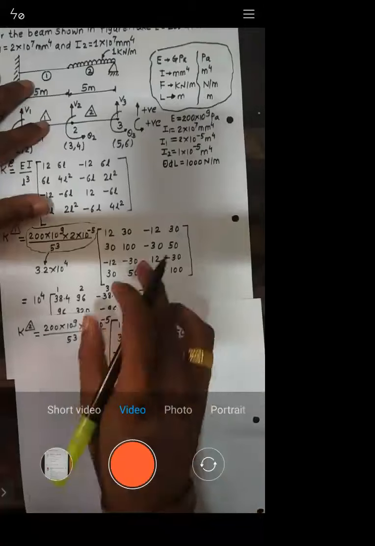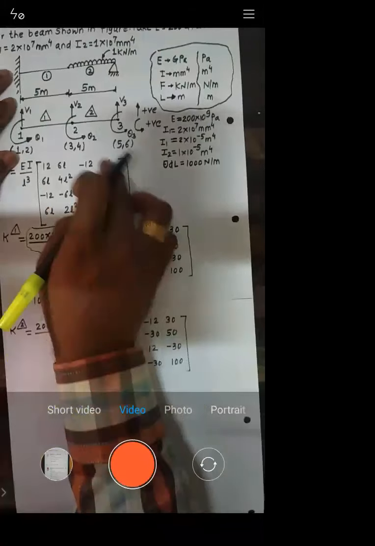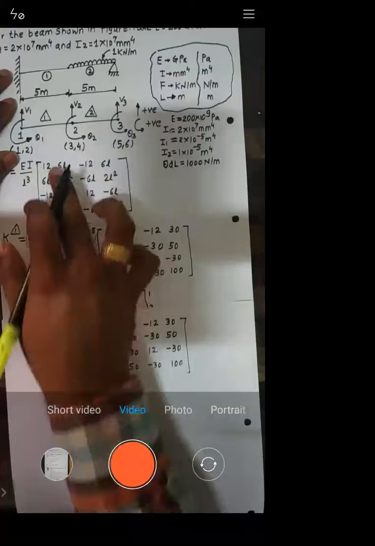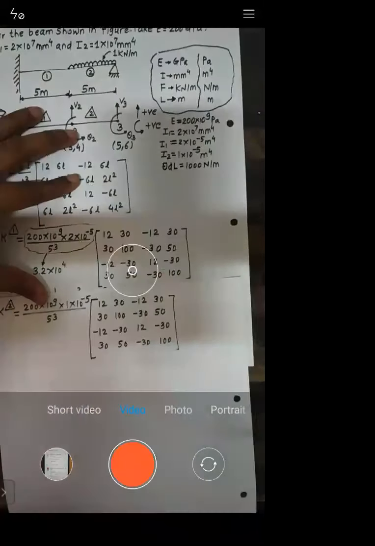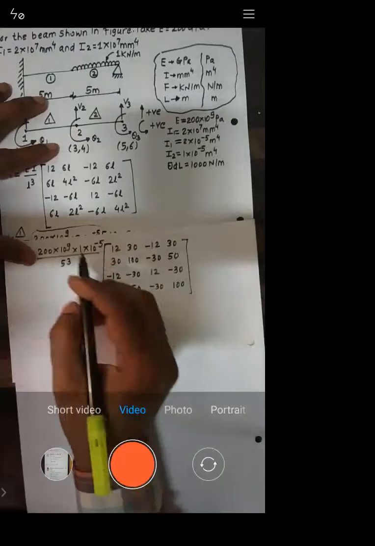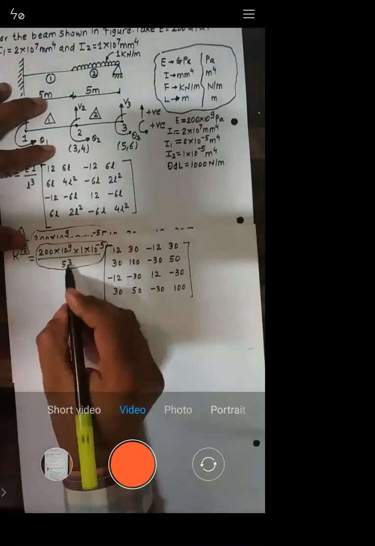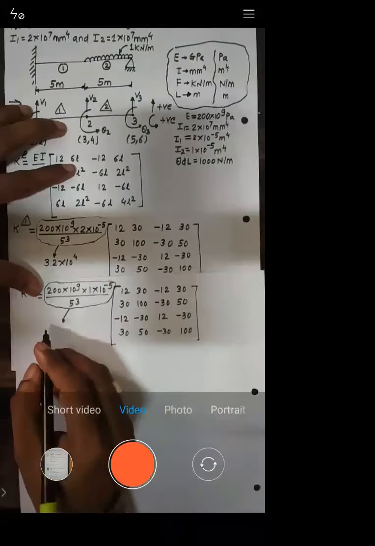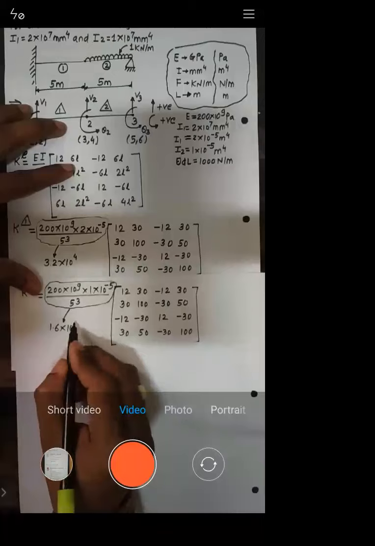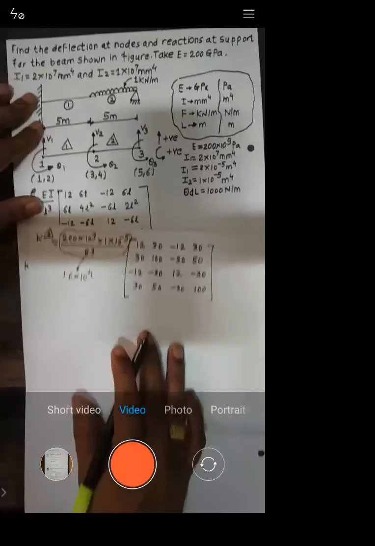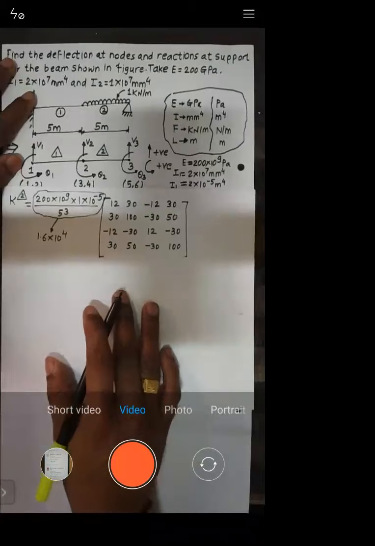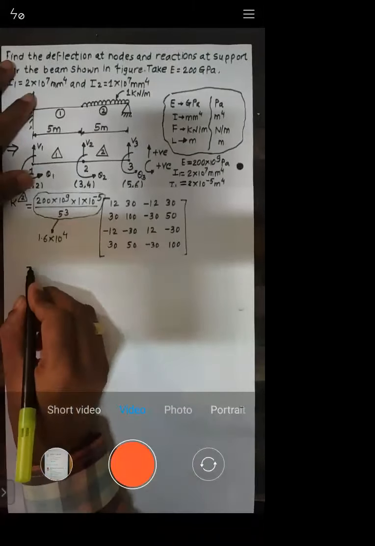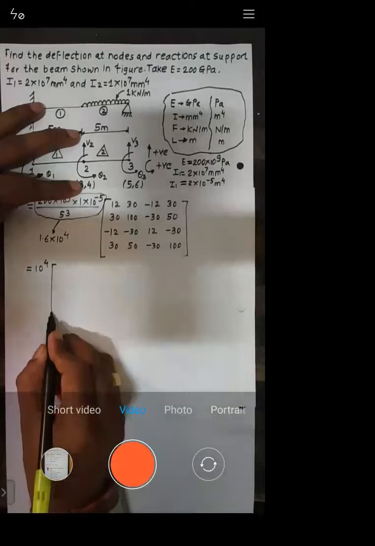See, this matrix depends upon the length. So you have the same length, so basically you just need to copy this matrix as it is, right? Now let me know how much this term you're getting. 1.6 into 10 raised to 4, right? So we'll take this 10 raised to power 4 common. And now we need to multiply it inside, right?